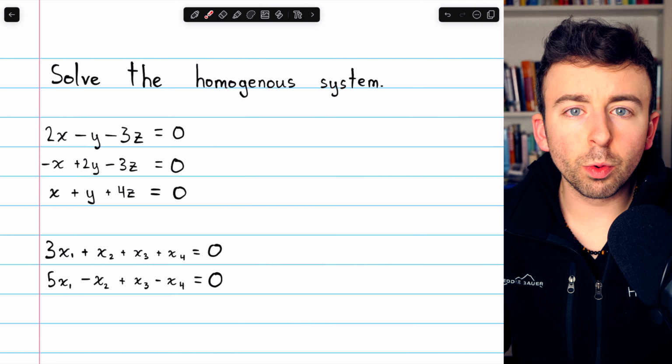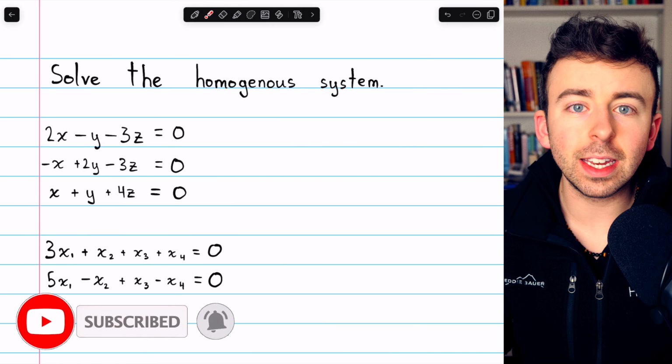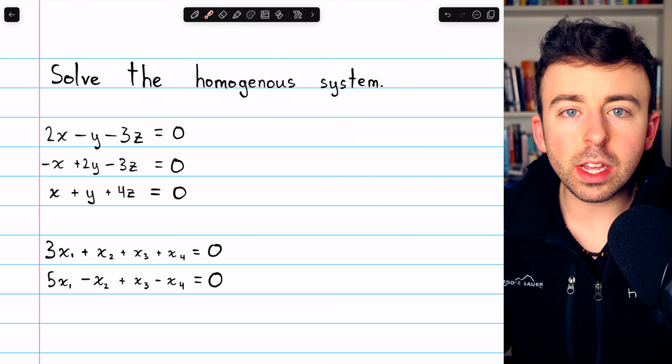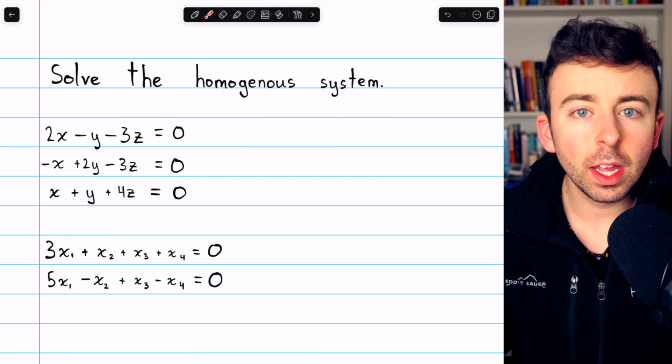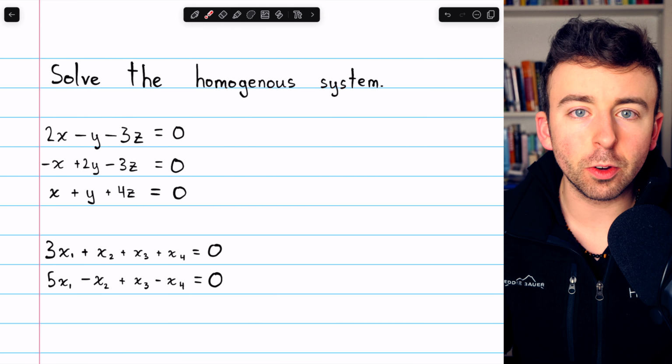We're going to go through two examples of solving homogeneous systems of linear equations. We're going to solve these two systems, and we'll do it using Gaussian elimination. I'll leave a link in the description to my lessons introducing homogeneous linear systems and Gaussian elimination.